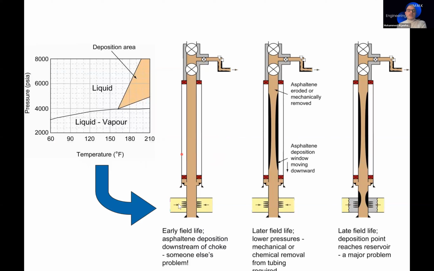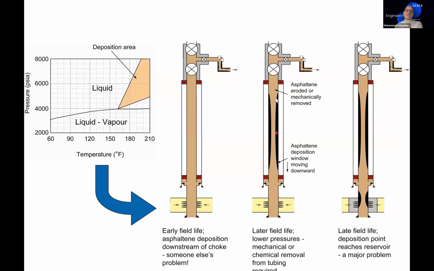So it could be in the early field life. In the early field life, we can see it in the surface, because we have a good reservoir, good properties of the reservoir, good condition inside the wellbore, but there is precipitation in the surface facilities. So it could be in the choke and the flow line. So we can see asphaltene.